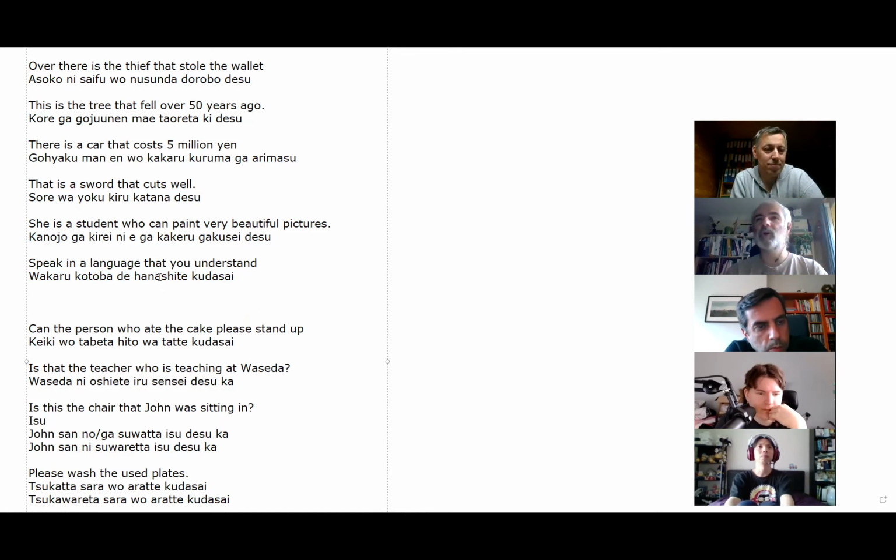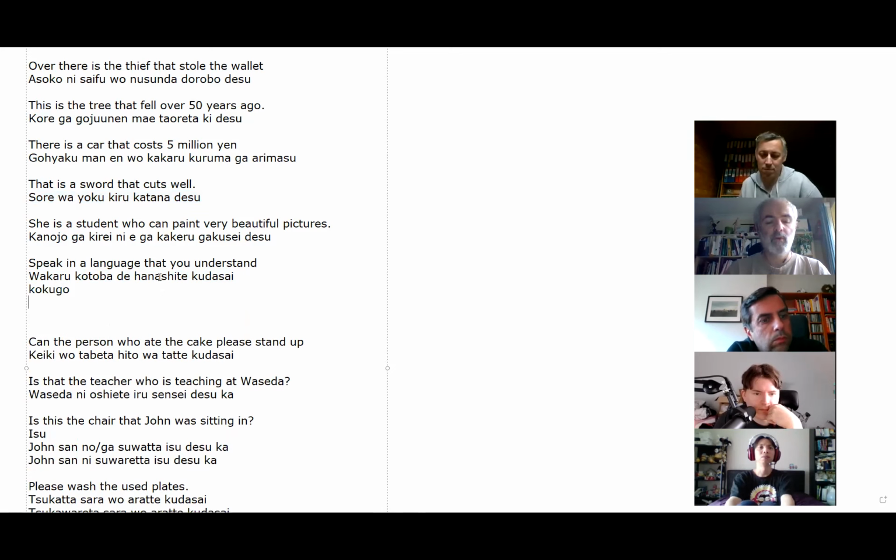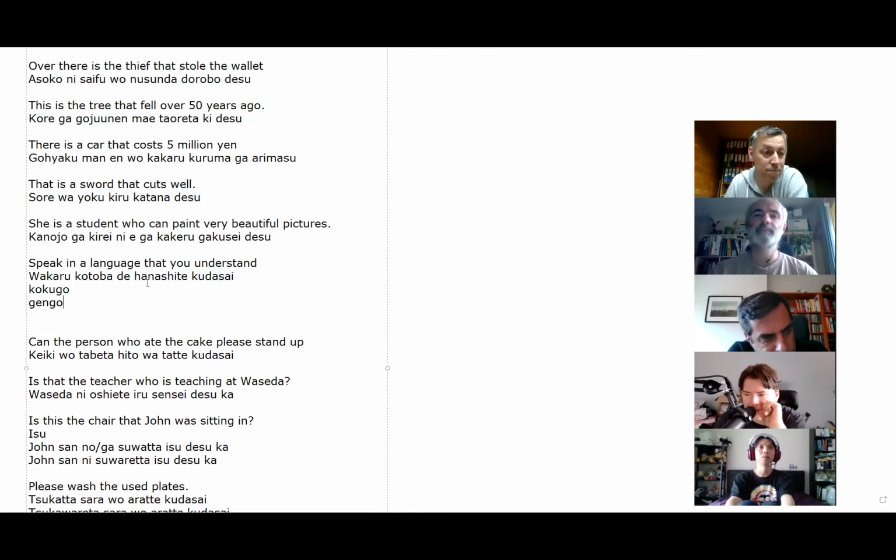So the word language is often going to come up, I think. We've got a choice of words. Kotoba is fine, actually, just means words. We can also use kokugo, or what's easier to say than kokugo is gengo for language.